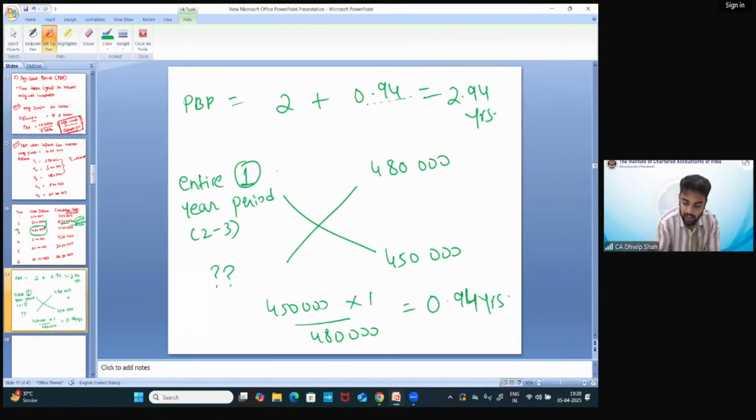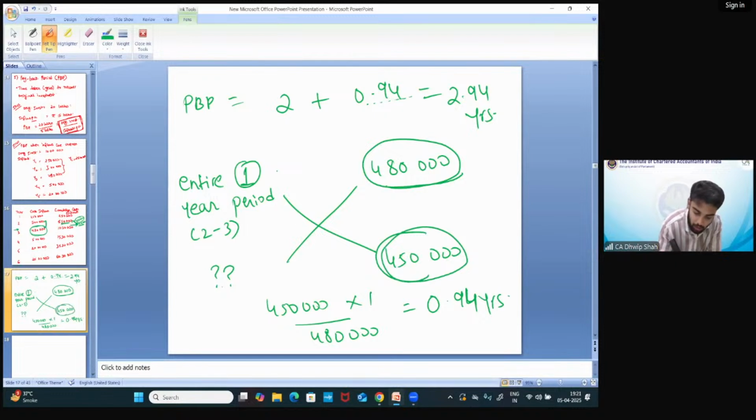Correct? And then I did cross multiplication. In the entire 1 year period, the company recovered 4,80,000. So to recover 4,50,000, how many years would be needed? This is simple interpolation or cross multiplication. So it will take 0.94 years to recover 4,50,000. So my answer is not 3 years, it is 2.94 years, something less than 3. Following? This cross multiplication is also called interpolation. Any query? It is very logical.